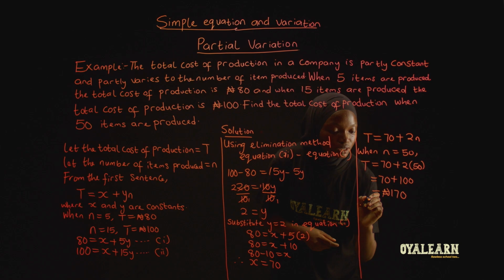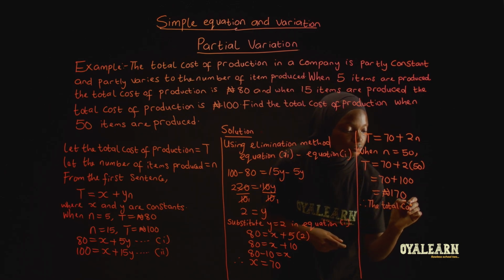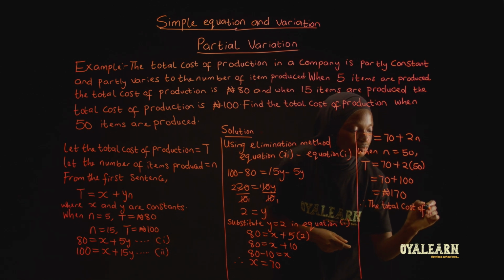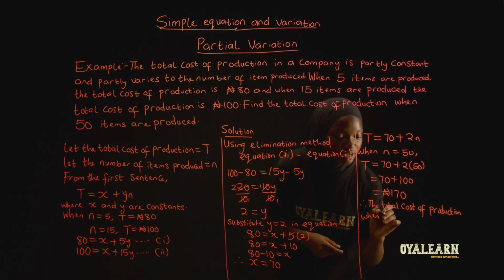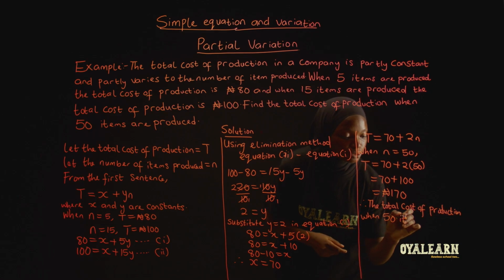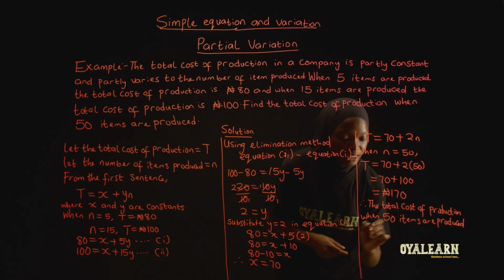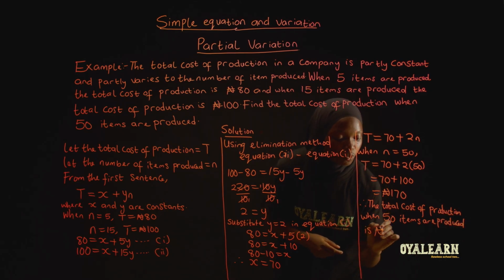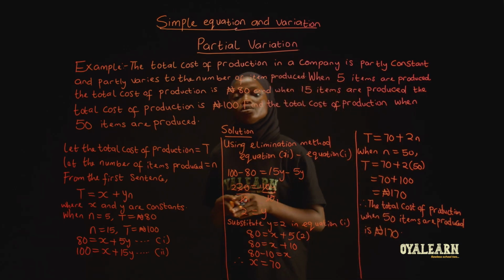So therefore, the total cost of production when 50 items are produced is 170 naira. And that's how to solve the question. Thank you.